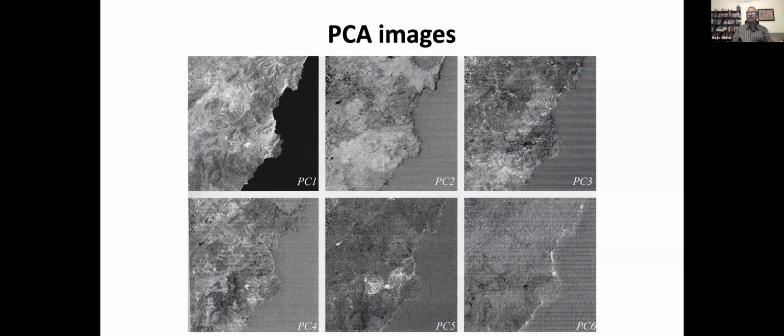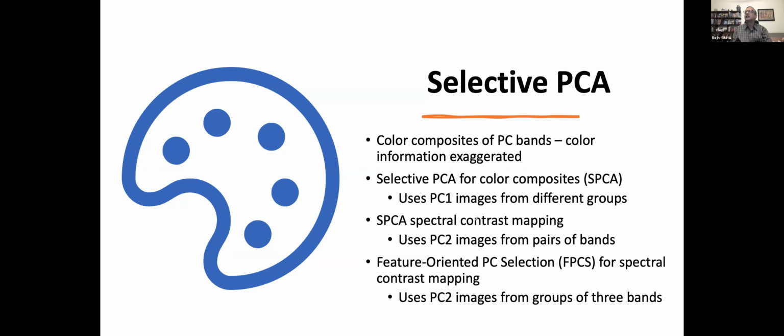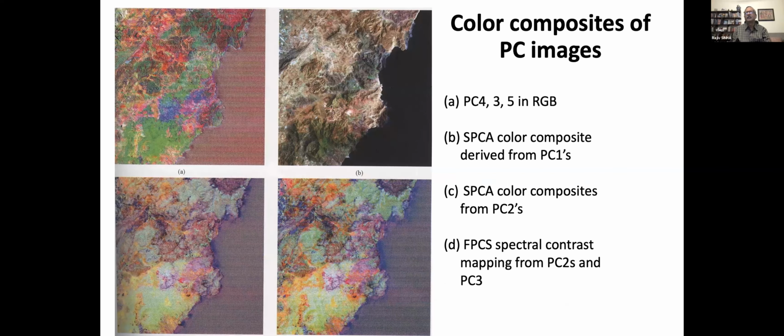And then what we do is create a color composite of the PC bands, and then we use those color composites for deriving certain information as well. Okay, so here is an example of the different color combinations of PC bands. So this one is a PC 4, 3, 5 in RGB.